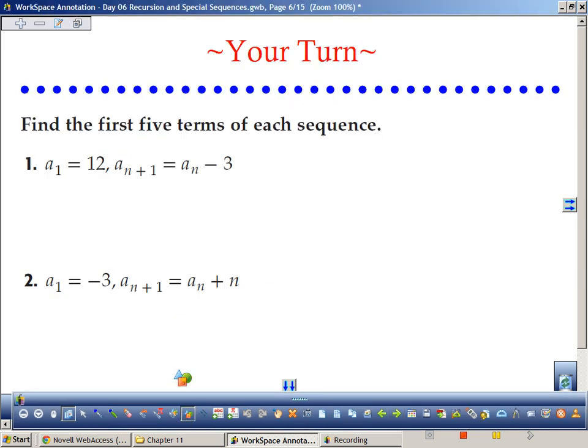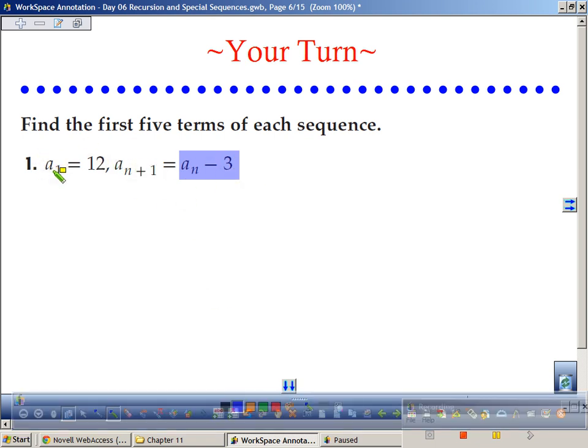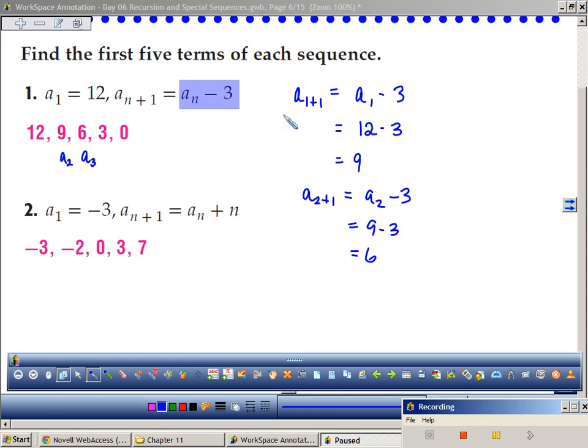Okay, let's cover this one up and try that one on your own. I'll highlight the formula for you. Here's the formula. It's kind of hard to see with all this, right? There's your first term. That's how you're going to find your second term right there. Okay, so here's the answer to the first one. 12, 9, 6, 3, 0. That's how I found the first one and the second one. Let's do this one.